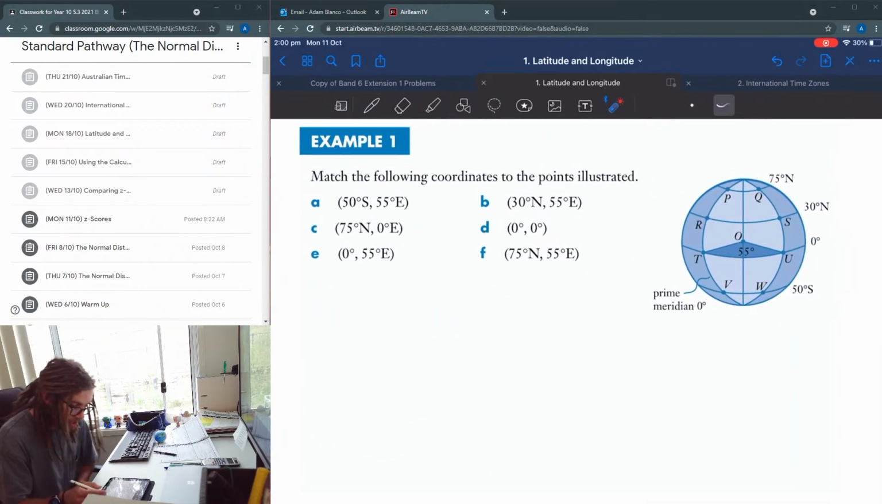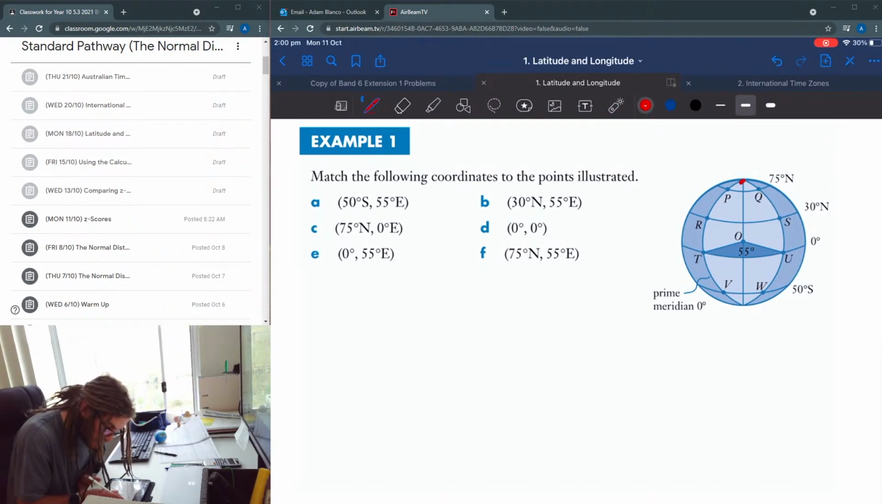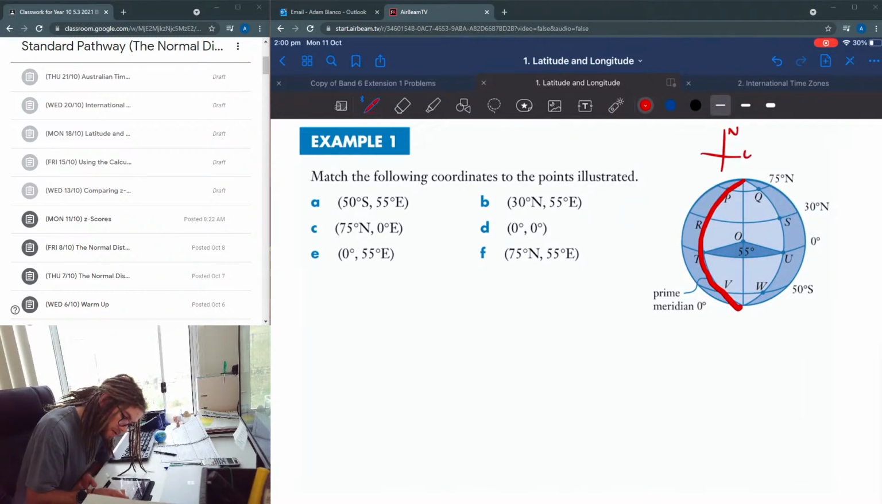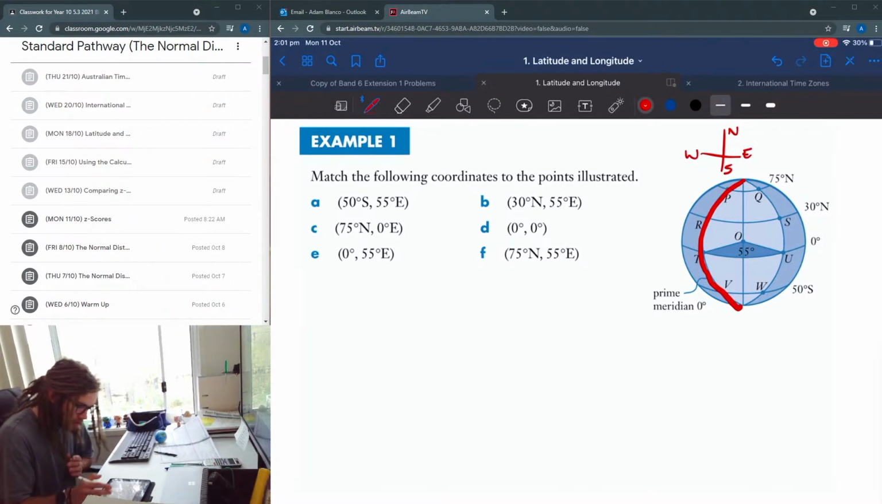Okay, so we've got this drawing. The prime meridian, I'm going to label that in red, is this. So that's the prime meridian. So you'll notice that all these points are to the right, which is going to be the eastern direction. And to be honest, I like to draw this in quickly, however you remember that. Okay, so then match the following coordinates to the points illustrated.